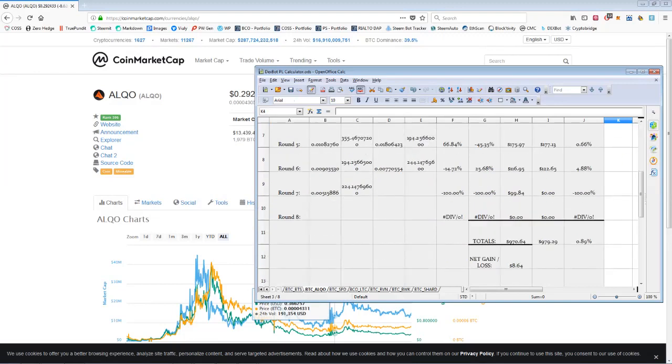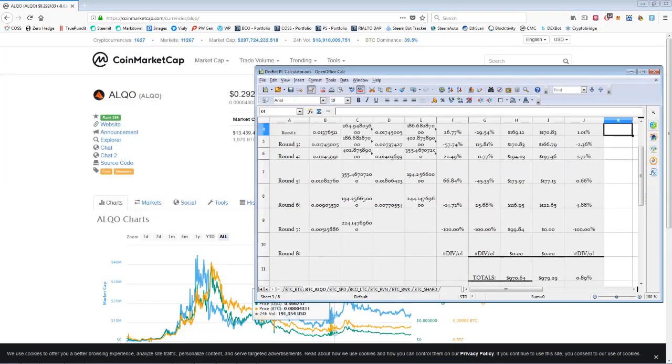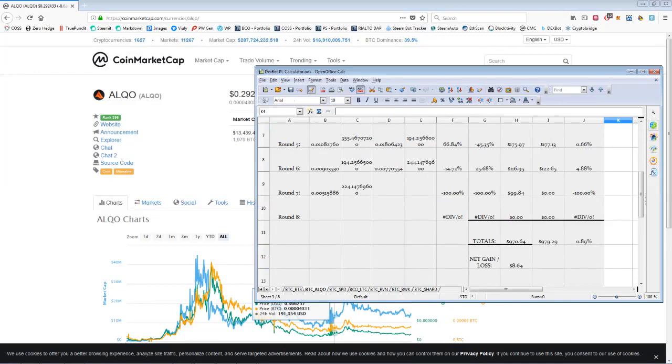And so going through here, I've done 7 rounds of this coin. And overall, I am up nearly 1%.